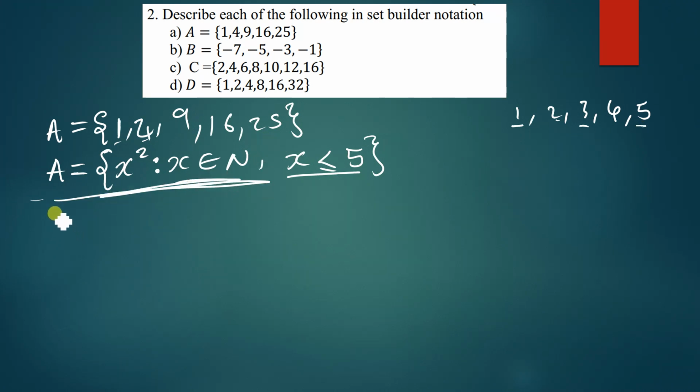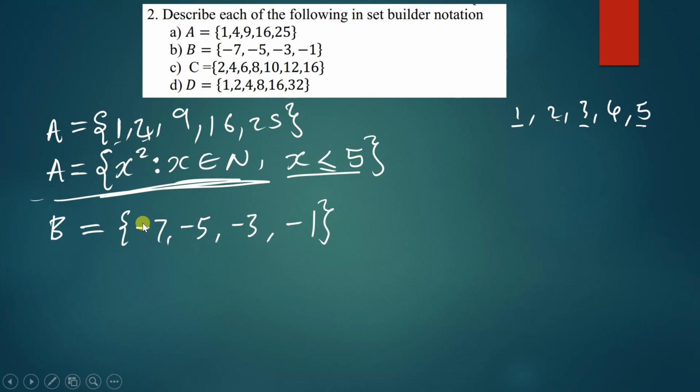The second part is also simple. Set B is -7, -5, -3, -1. When you look at these, they are negative numbers, and apart from being negative, they are also odd numbers, because an odd number is a number that, if you divide it by 2, always leaves a remainder of 1. So these are odd numbers.